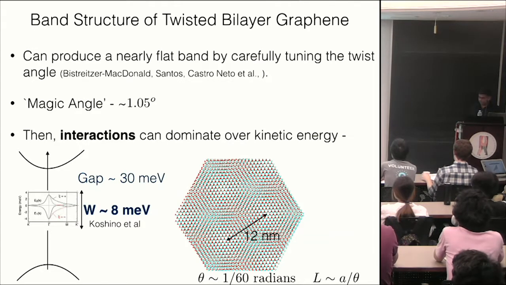So one obvious question you may ask is, what is setting this angle? What's magic about this angle? Why is 1 degree special? And there's a simple argument, which is essentially a dimensional analysis argument, which tells you how to understand this angle.